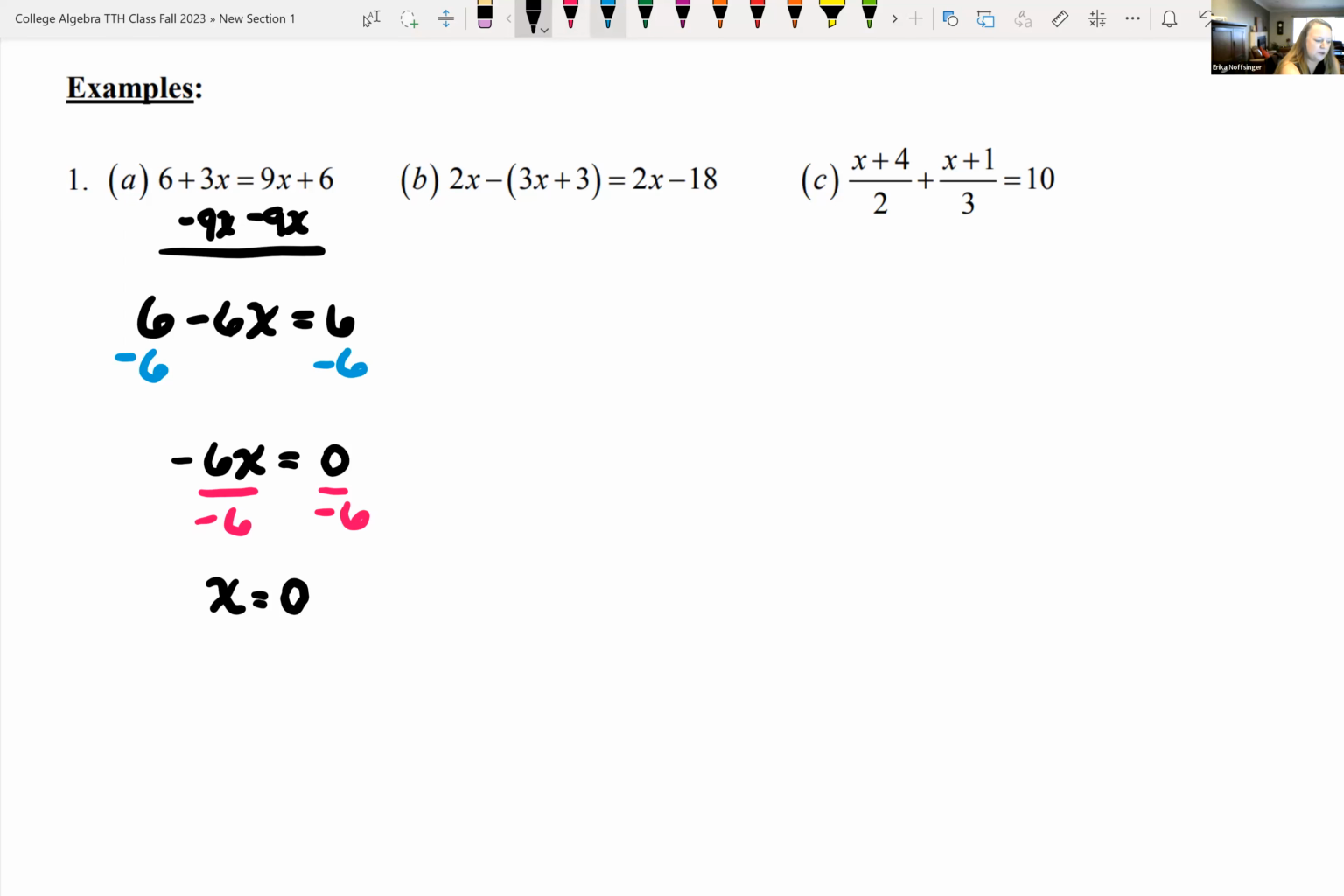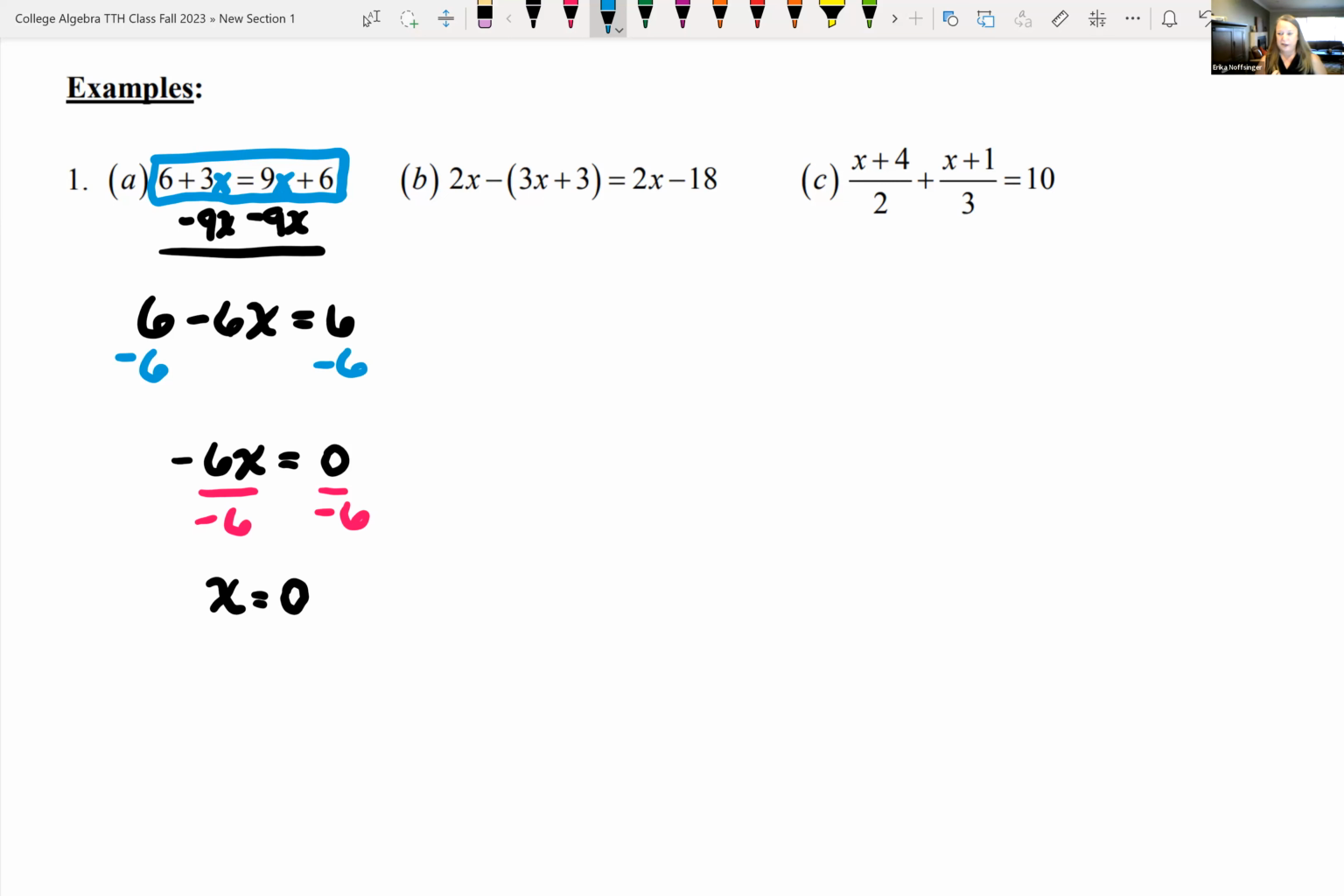So we can always go back and plug in the value we get for x, or our solution set, back into our original equation to make sure that it's true. Well, if I go in here and wherever I see an x, I plug in 0, I notice 3 times 0 is 0, so I get 6 on the left. 9 times 0 is 0, so I get 6 on the right. 6 is equal to 6, so that worked.